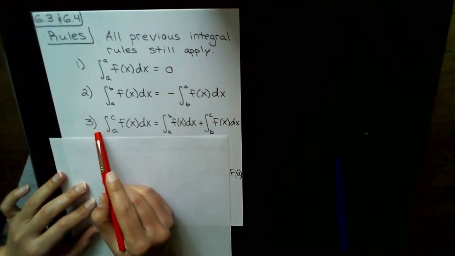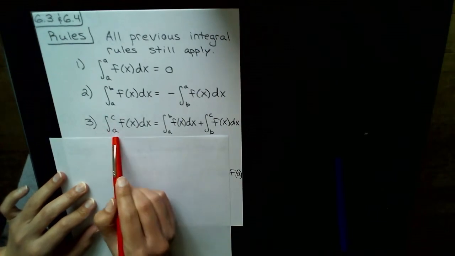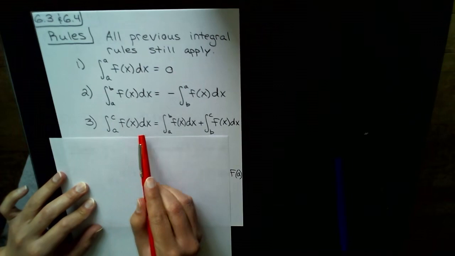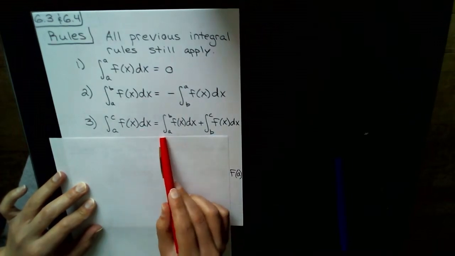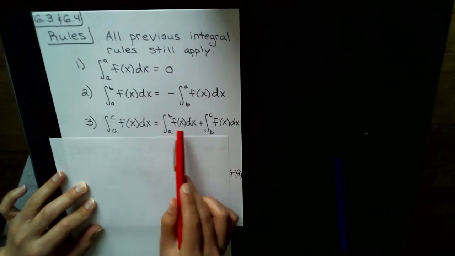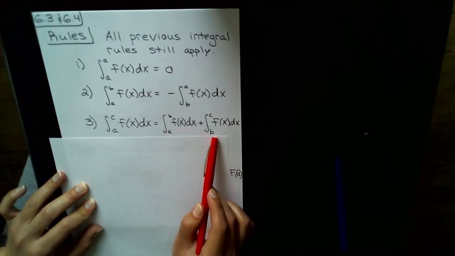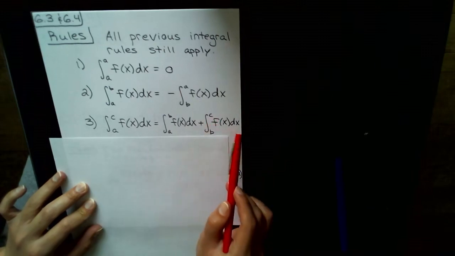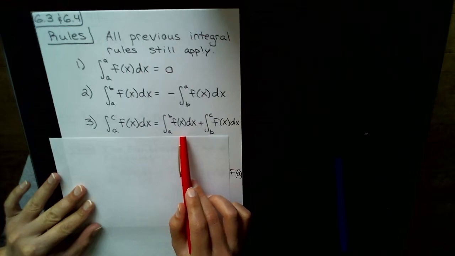And finally, the last small rule that we need to make note of is the integral from a to c of f of x dx is equal to the integral from a to b of f of x dx plus the integral from b to c of f of x dx. Think about what that's saying.